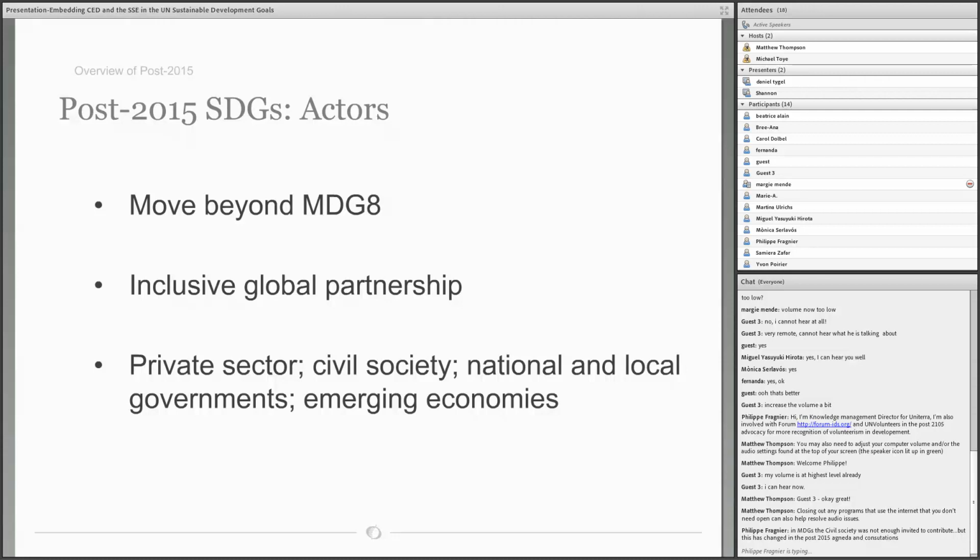So not only are actors having an opportunity to engage in terms of defining the agenda, but also I think there's going to be significant space in terms of engagement to actually implement the agenda and to achieve goals.